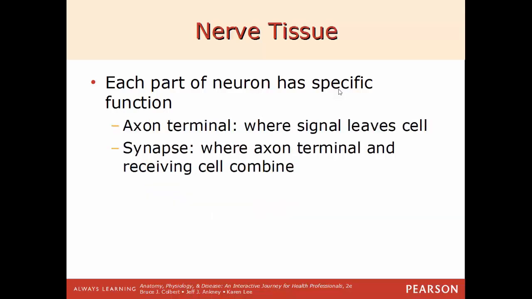Now, at the very end of these axons, you have what's called an axon terminal. Terminal means the ending or the end point. This is where the signal will actually leave the neuron to go and travel to another tissue or another cell. Then you have the synapse. This is where the axon terminal and the receiving cell combine. This is an actual space, how nerves talk to one another, how nerves talk to other tissues.